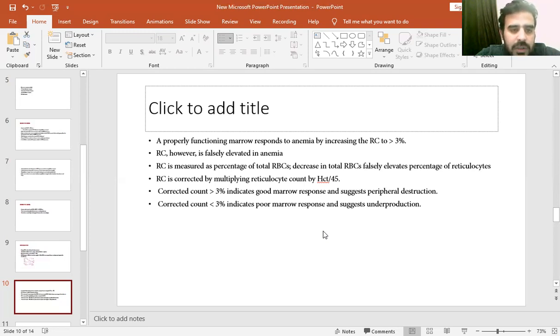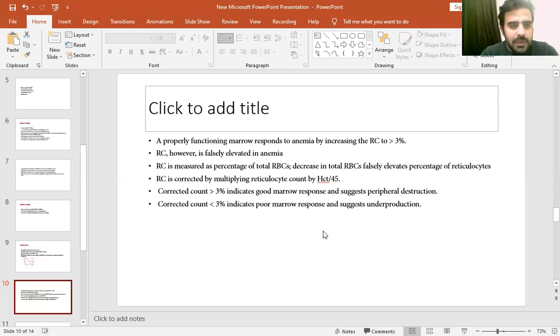It is actually corrected by multiplying the reticulocyte count by hematocrit and dividing that by 45. If the corrected count is more than 3%, it will indicate a good marrow response and it will suggest peripheral destruction. If the corrected count is less than 3%, it will indicate a poor marrow response and it will suggest underproduction.